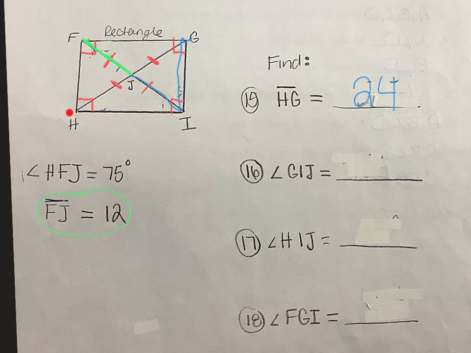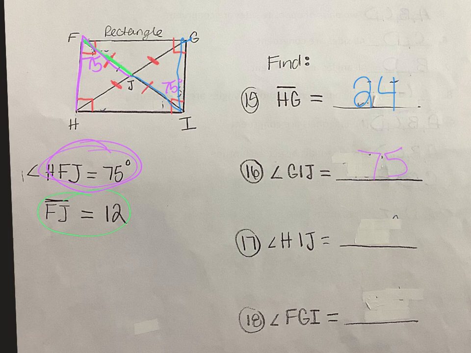What was it, 60? Nope. 75? Wait, maybe. Hold on. HFJ. Yeah, it would be 75. Because look, we know that HFJ is 75, and that is this piece here. We know that because it's given to us down here. So if that's 75, then the one on the other side over here would be 75. And then when we subtract from 90, right, so that's 75.